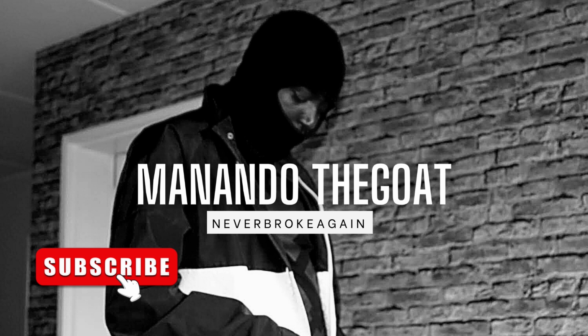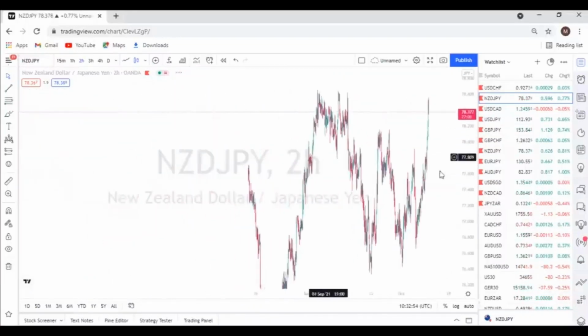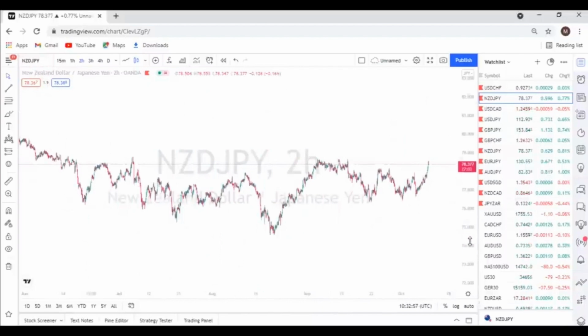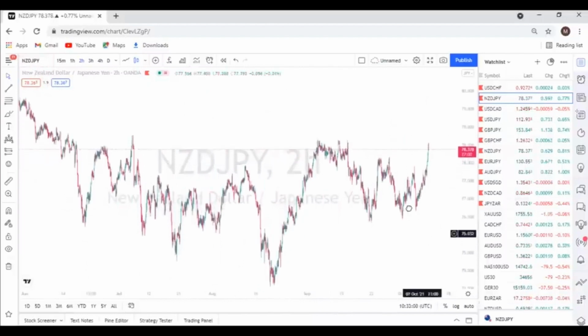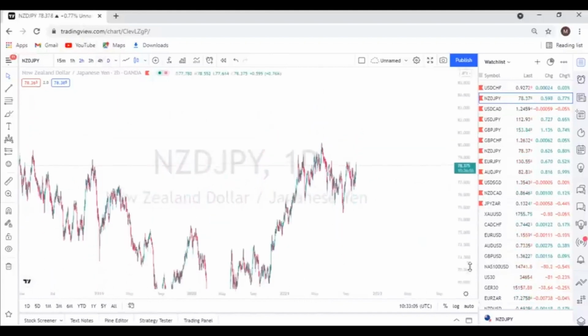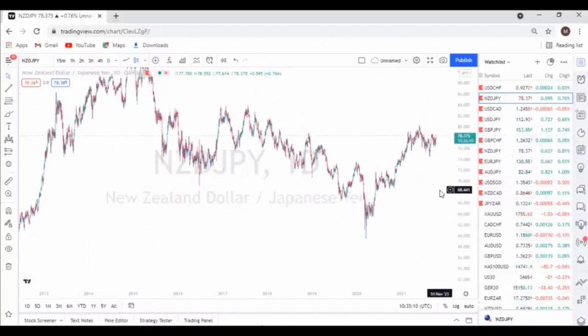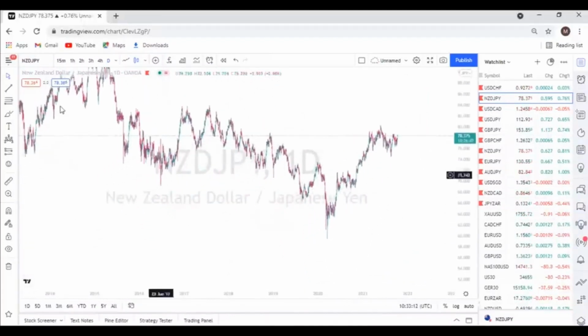I'll be moving on to the second one, which is NSDJPY. So I was in this trade from, I think, last week Friday or Thursday. I didn't really take this one from the daily or anything because it's also choppy, and I don't really like drawing things that are not necessary.